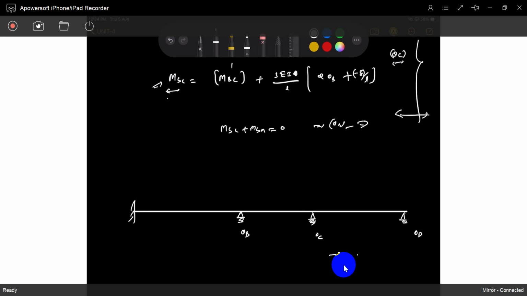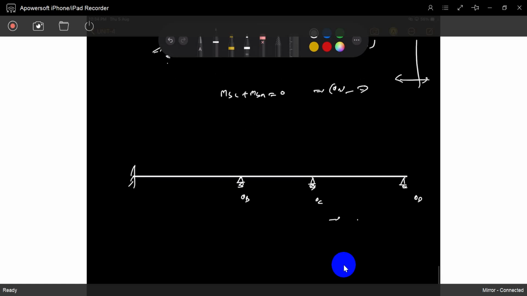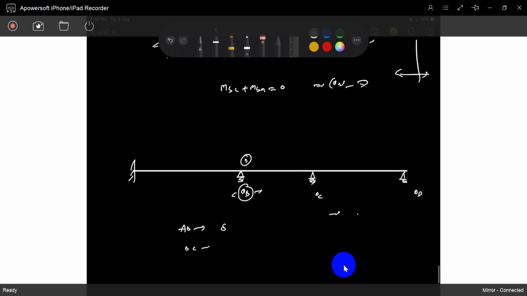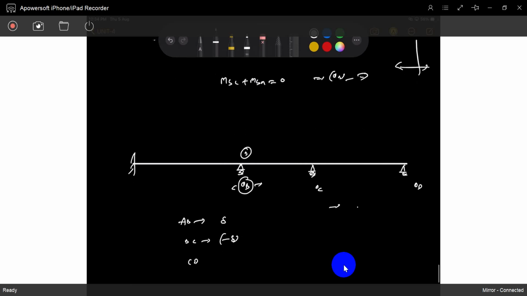Okay, so you can solve, and if any support is sinking, no problem. If you see this type of problem, if B support is sinking, for the AB span you will write delta, for the BC span you will take minus delta, for the CD span there is no delta, because the only sinking support is B, na? That's it. So you can solve any type of support conditions, and the settlement of supports also we can solve. So that's the end of the story.